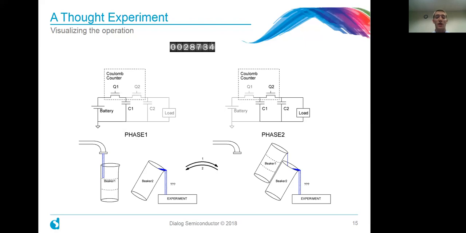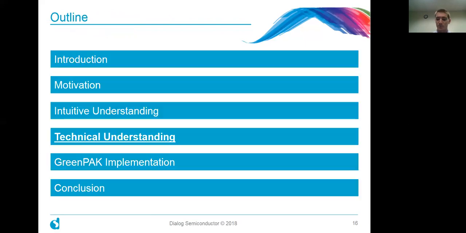But it gets into a lot of complicated issues of what's the minimum voltage of your load. And so there's a lot of system level design decisions that have to be made when using this Coulomb counter. But the GreenPAK is extremely flexible, and it can allow for all of these different design decisions.